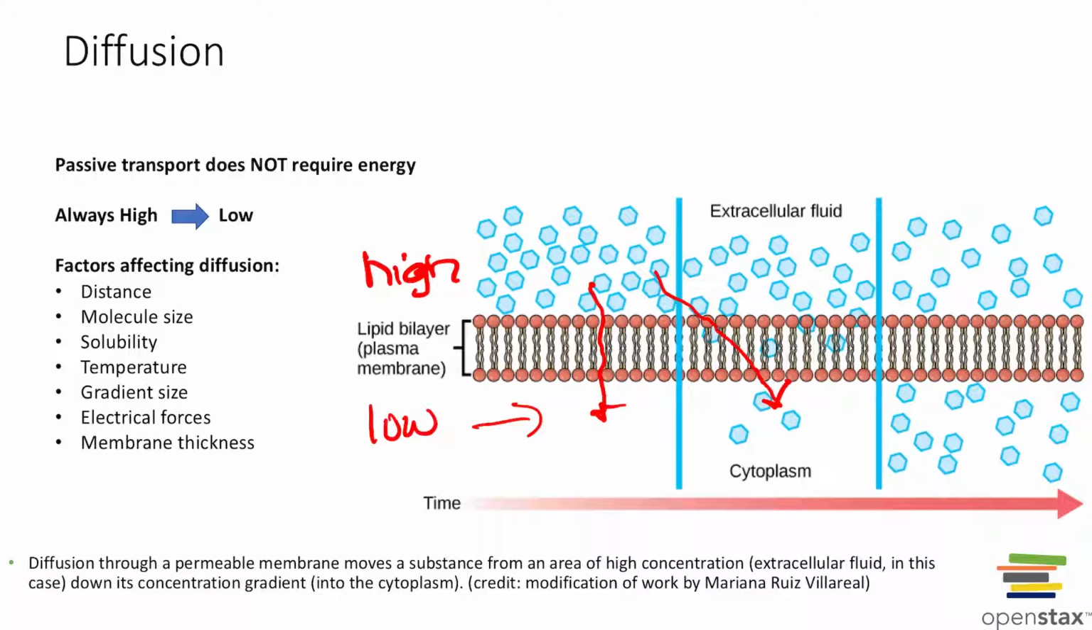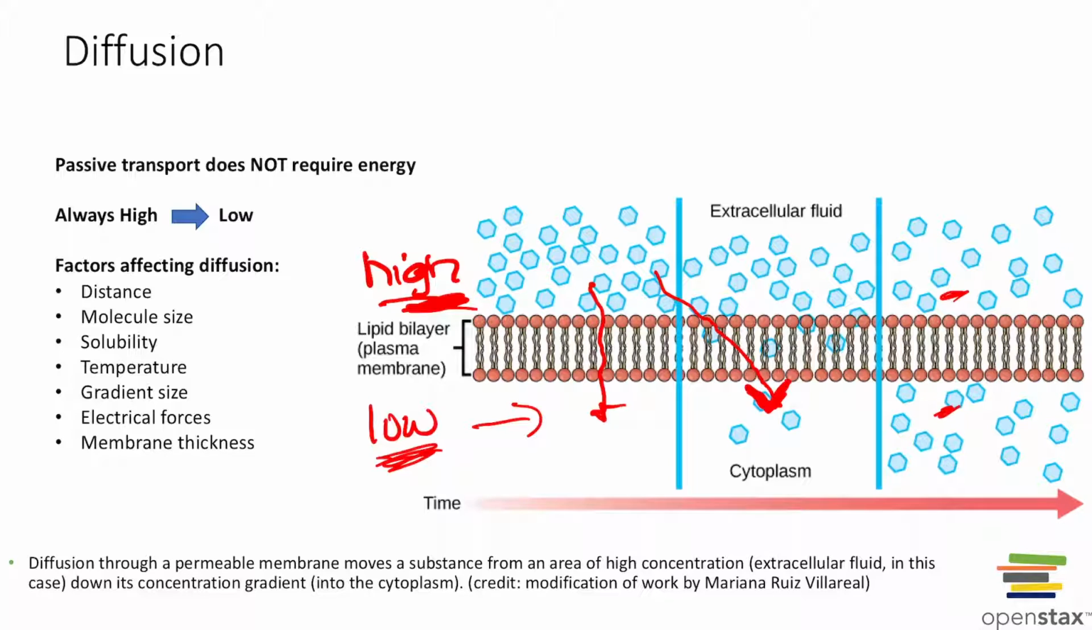Another thing is gradient size. Is there a large gradient difference? Here is a perfect example where we have a very high concentration and a low concentration gradient. That's a large gradient size. That will have diffusion occurring at a higher rate than it would be if the gradient was about the same on both sides. Another thing is electrical forces.